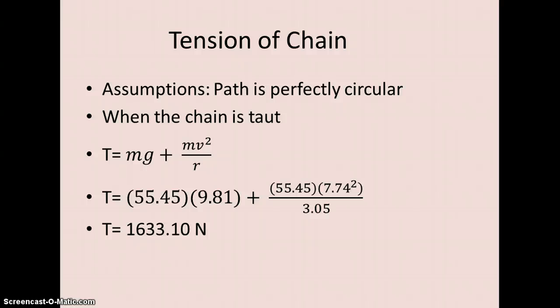Since we assumed that the path was perfectly circular and that the chain was also taut, we set our tension to equal mg plus mv squared over r. We got mv squared over r because acceleration is the sum of the forces over mass, and since we're doing circular motion, the acceleration is equal to v squared over r. Arranging the equations, we get mv squared over r plus mg. We plugged in our numbers and we got 1,633.10 newtons.